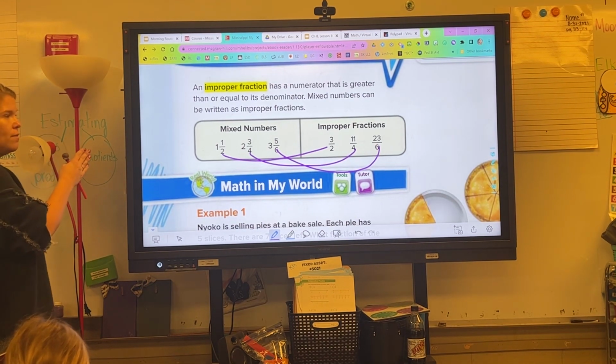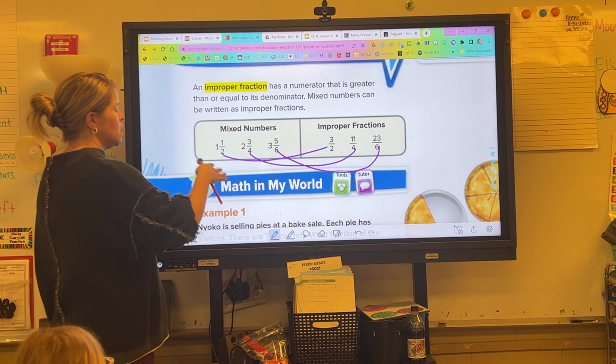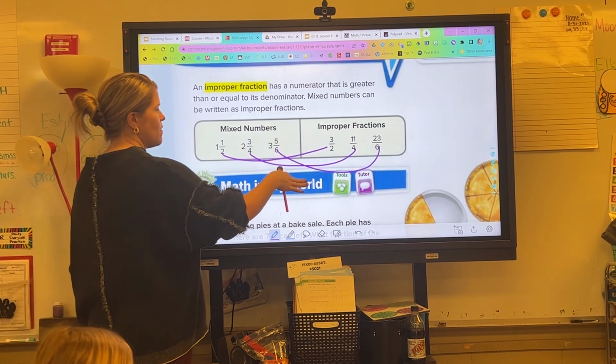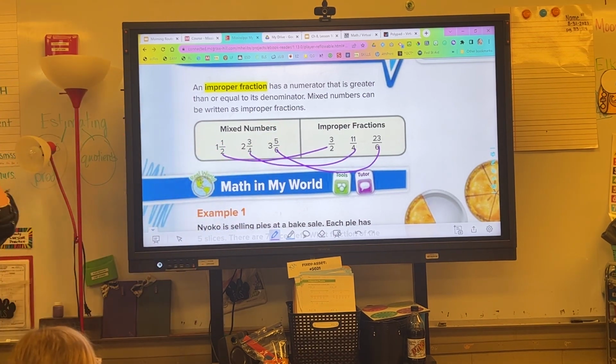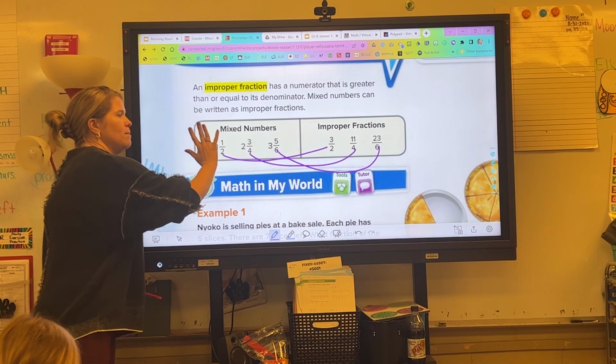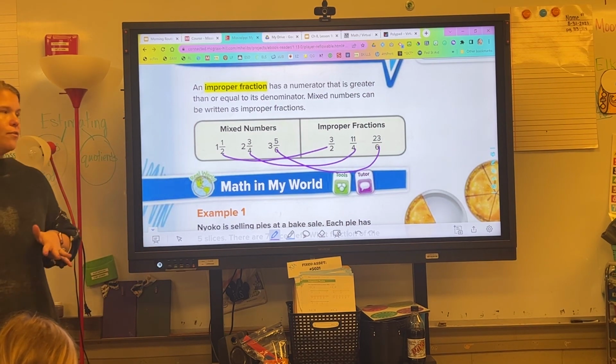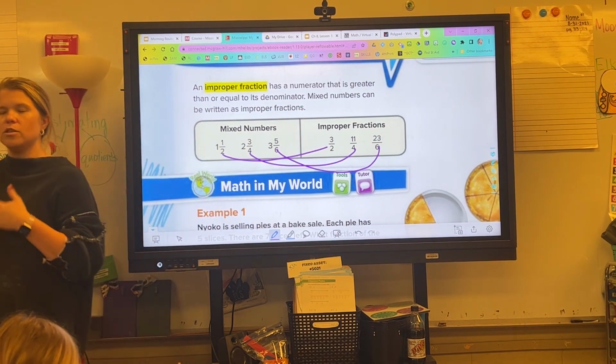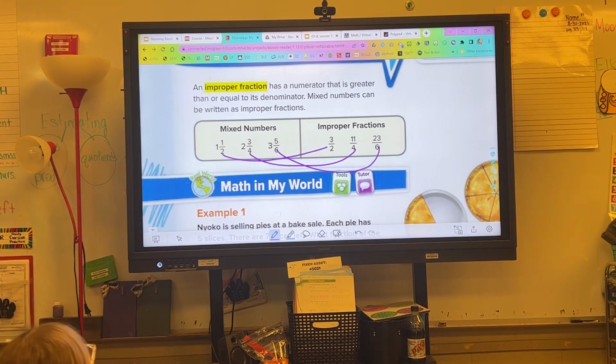My 1 1/2 is equal to 3 halves. My 2 3/4 is equal to 11 fourths. My 3 5/6 is equal to 23 sixths. Now, what do we notice about my mixed numbers that's different than my improper fractions? Just looking at them. Addie. The mixed numbers have a whole.